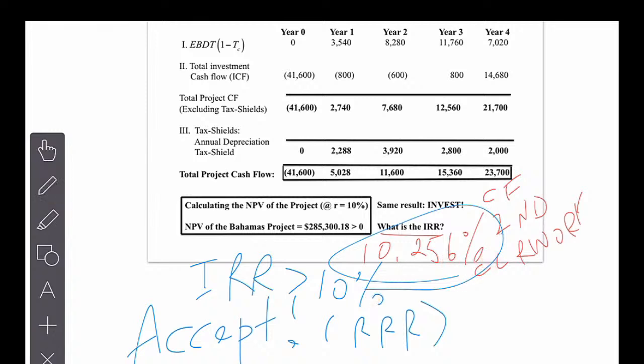It's not that much higher than 10%. That gives us an idea that if we were considering using a higher discount rate, we wouldn't accept this project. It wouldn't be worth it. We would be discounting the salvage way too much and future cash flows way too much.